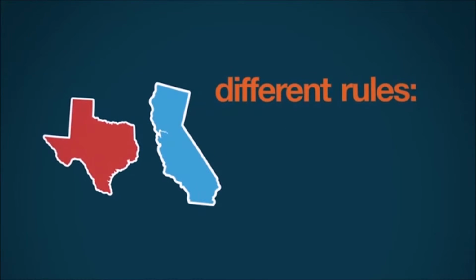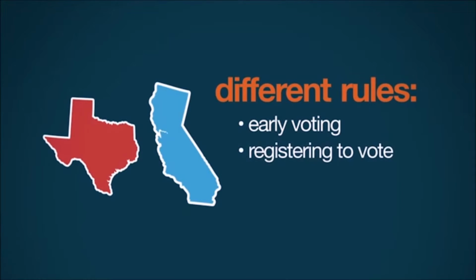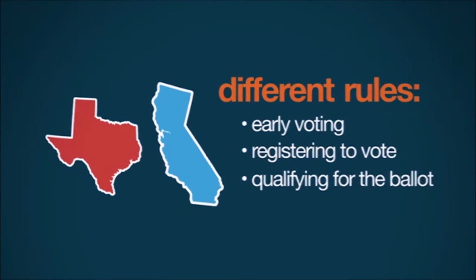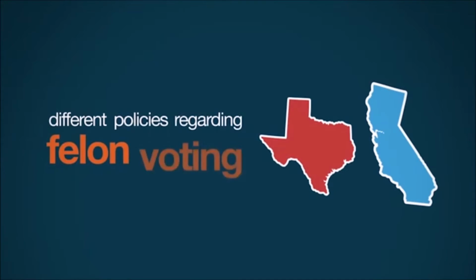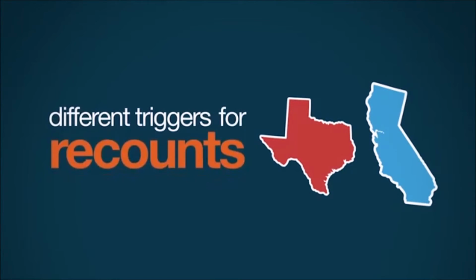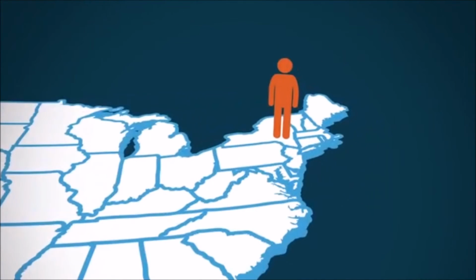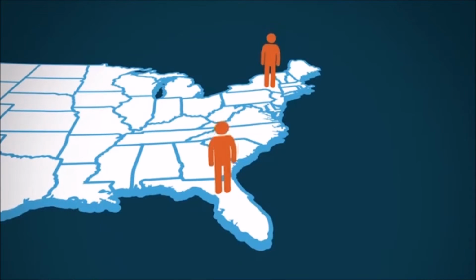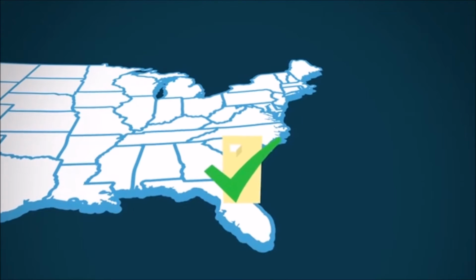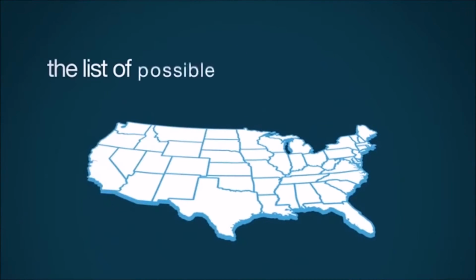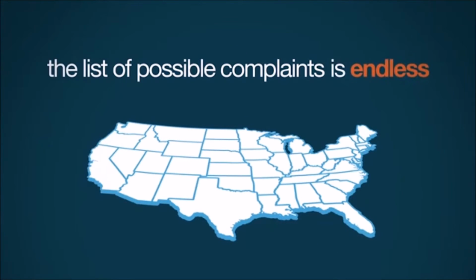States have different rules about early voting, registering to vote, and qualifying for the ballot. They have different policies regarding felon voting. They have different triggers for recounts. Each and every one of these differences is an opportunity for someone, somewhere, to file a lawsuit claiming unfair treatment. Why should a voter in New York get more or less time to early vote than a voter in Florida? Why should a hanging chad count in Florida but not in Ohio? The list of possible complaints is endless.